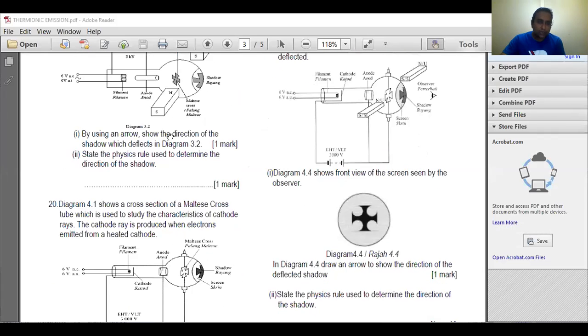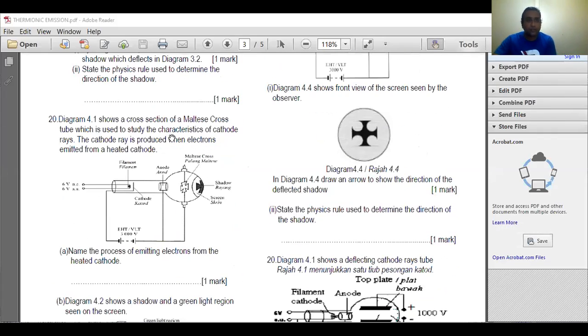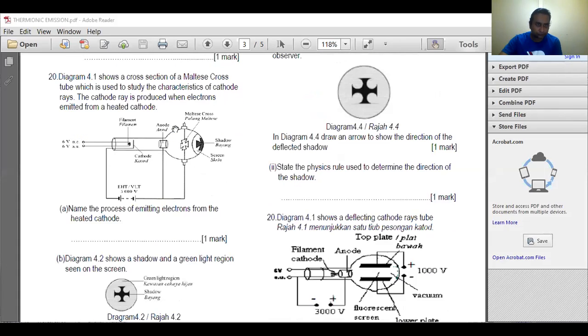Now we look at a past year question. This is a past year question. Now, diagram 4.1 shows a cross section of the Maltese cross tube, which is used to study the characteristics of the cathode ray. So the cathode ray is produced when electrons are emitted from the heated cathode. So name the process involved. So this one we call thermionic emission.